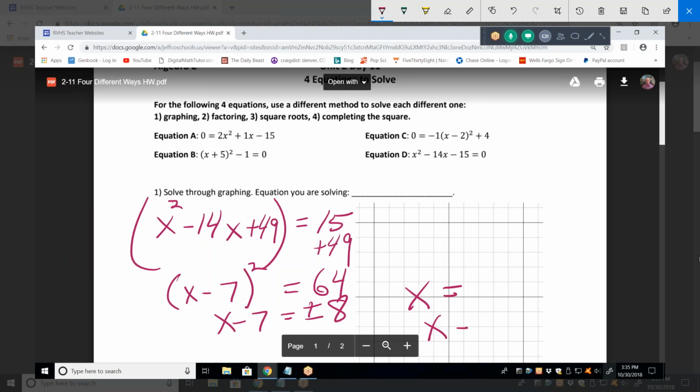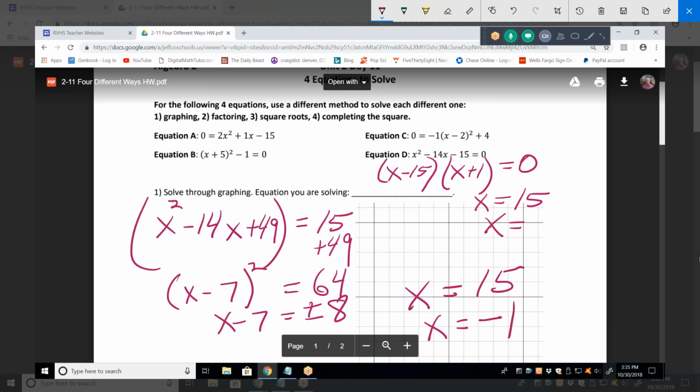X is equal to either 15, or -1. Good. Now, those are my 2 solutions. I could have also factored that. Notice that it factors into x minus 15 times x plus 1. So factoring it would have gotten me there a lot quicker. I would have come up immediately with that. But they told us we had to use one method per problem, and we had already used the factoring method. So I completed the square on this.